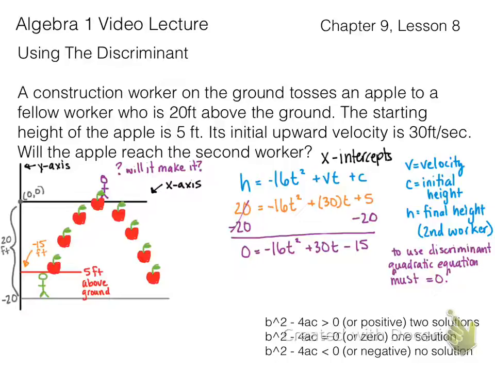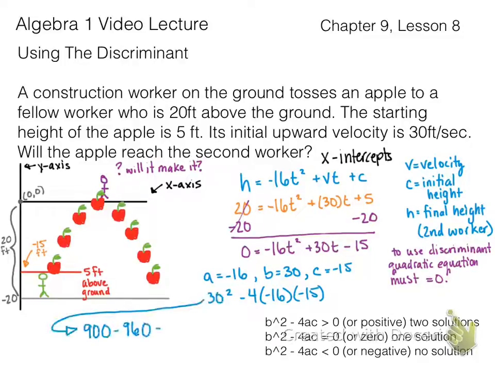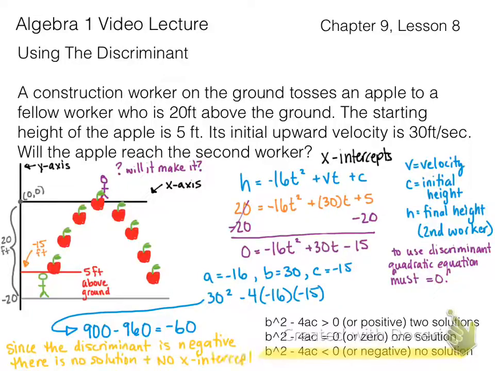So let's figure out how many solutions this has by plugging it into the discriminant. A equals negative 17, B equals 30, and C equals negative 15. So plug it in, and we're going to get a negative solution, which means there's no solution. Since the discriminant is negative, there is no solution, which means this apple is never going to hit the x-axis. It's not even going to go over the x-axis, which means this is not safe for this guy to catch this apple. So it's not going to happen.